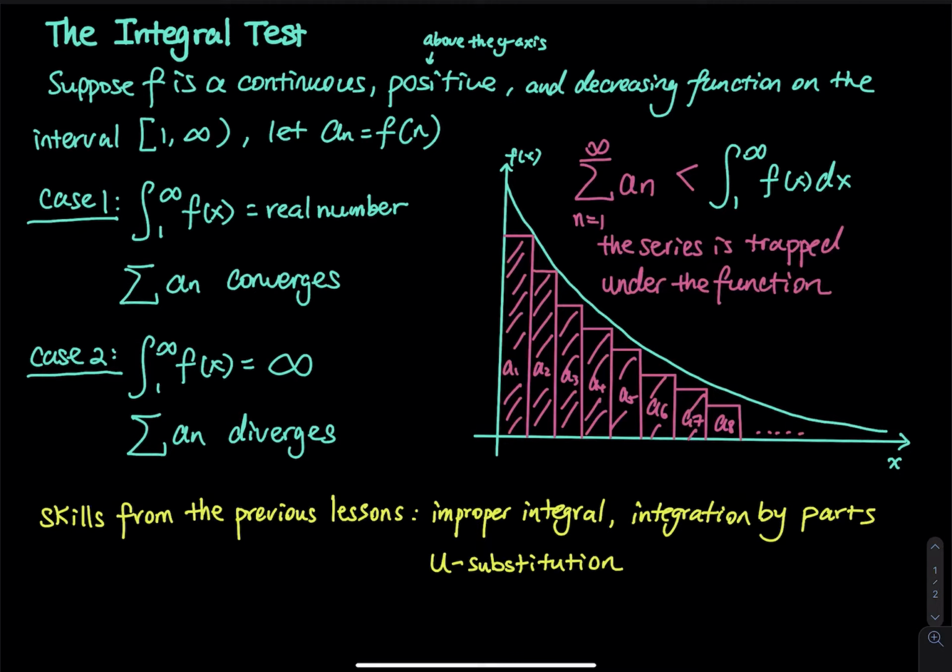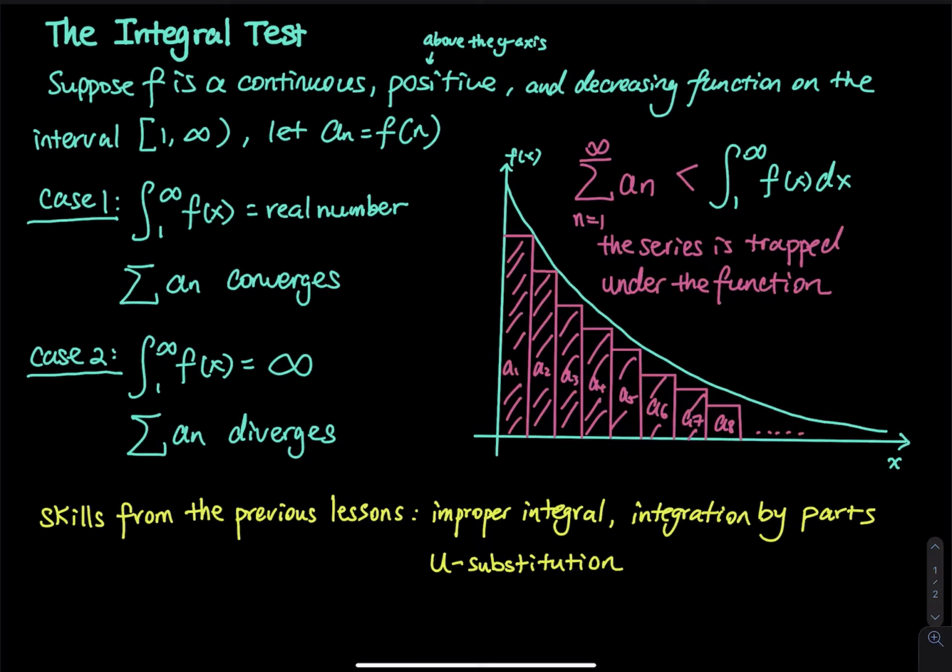So what is positive? Positive means the curve of the function is above the x-axis, because as long as the curve is above the x-axis, y is positive, so the function is positive. Continuous means a smooth curve. There is no vertical asymptote. There is no open circle, like a removable discontinuity on the curve. And then decreasing function, that explains everything. The curve is going downhill.